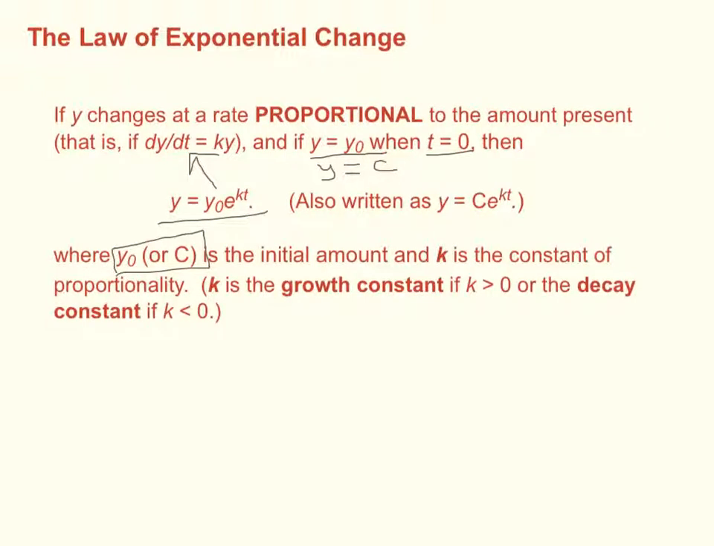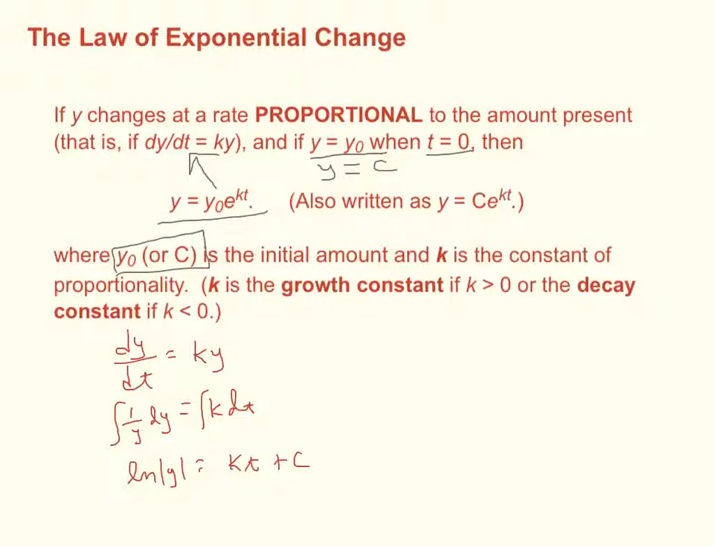So let's just run through the solving of this differential equation real quick, just to prove that that is the solution. So we would have dy/dt equals ky. Then we would separate our variables. So we would end up with 1 over y dy equals k dt. And we would integrate both sides. So we end up with the ln of the absolute value of y equals kt plus c.